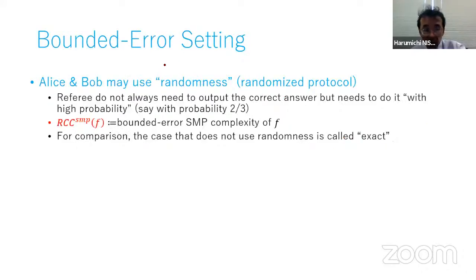Now, we can consider randomized setting in this model. In this case, Alice and Bob may use randomness. So the referee does not always need to output the correct answer, but needs to do it with high probability, say probability 2/3. In this case, we can consider the bounded error SMP complexity, which we can write R^{||}(F).